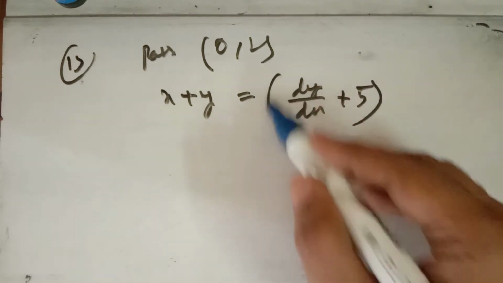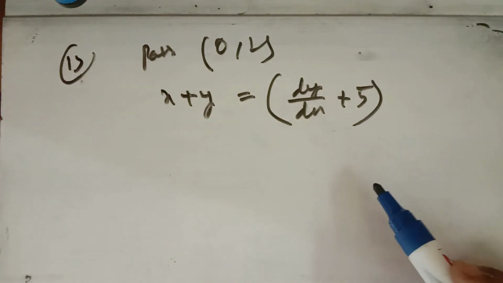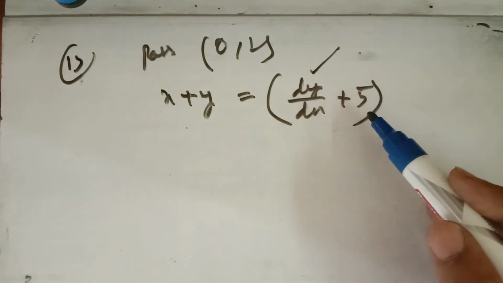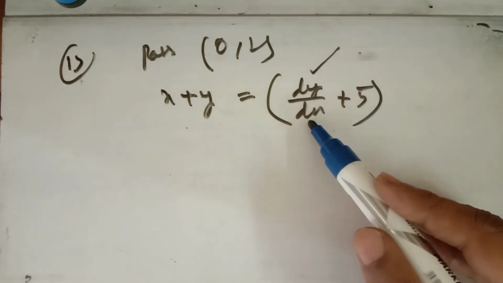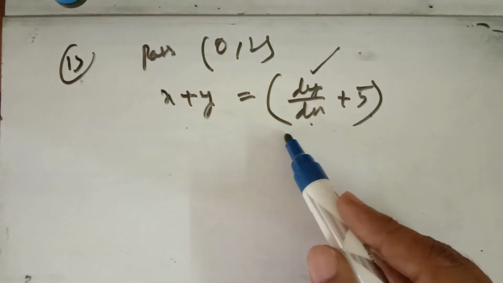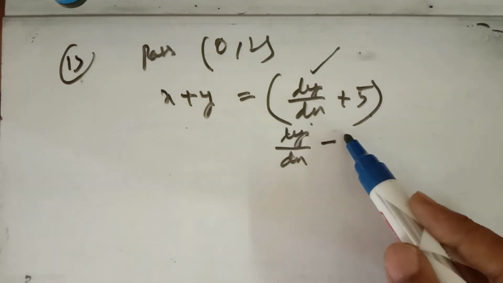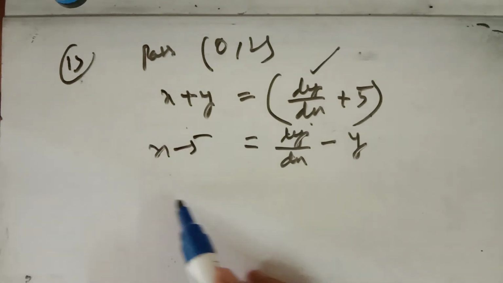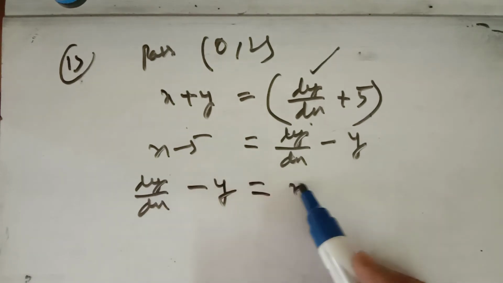It is given that the curve is passing through the point (0, 2), and at any point the sum of the coordinates exceeds the magnitude of the slope of the tangent by 5. So we are getting the differential equation dy/dx minus y is equal to x minus 5. So it is of the form dy/dx plus Py is equal to Q.